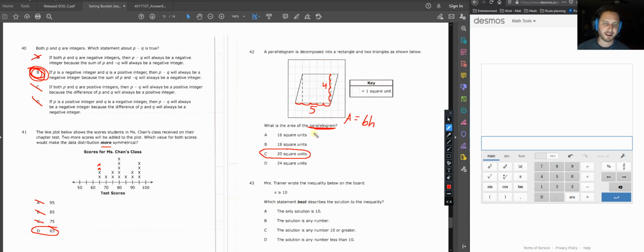For number 43, Mrs. Trainer wrote an inequality on the board.